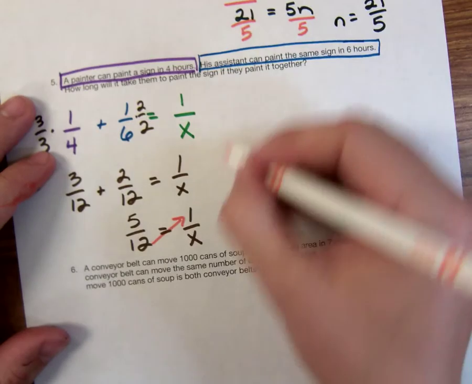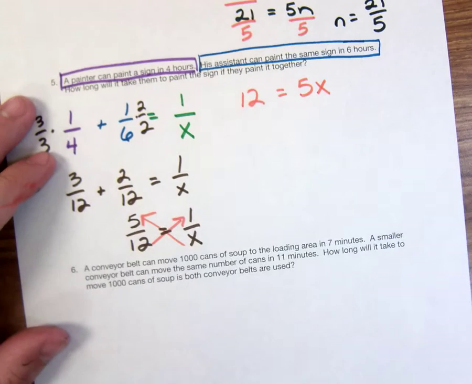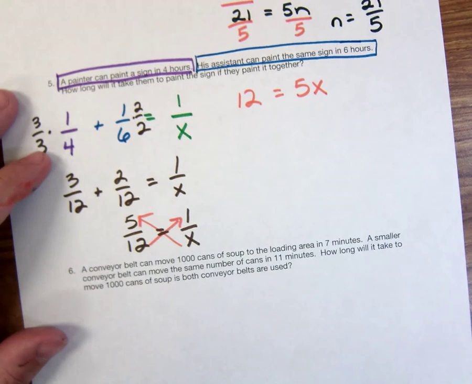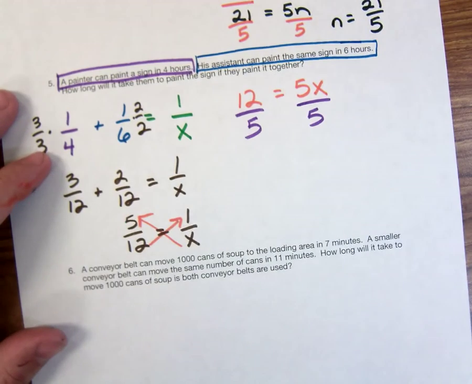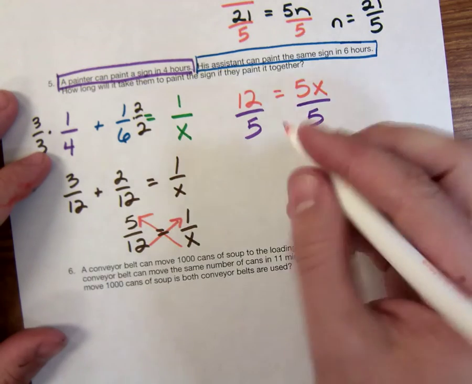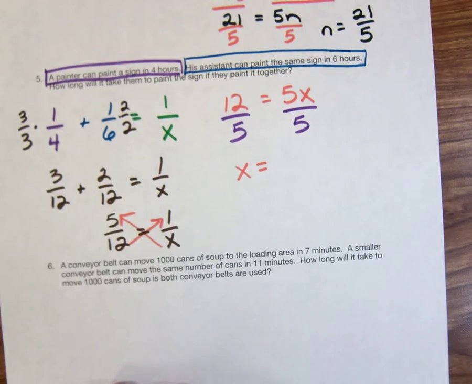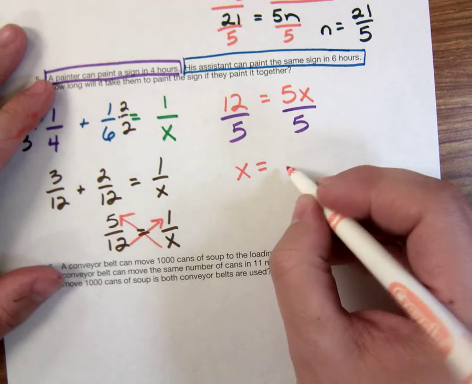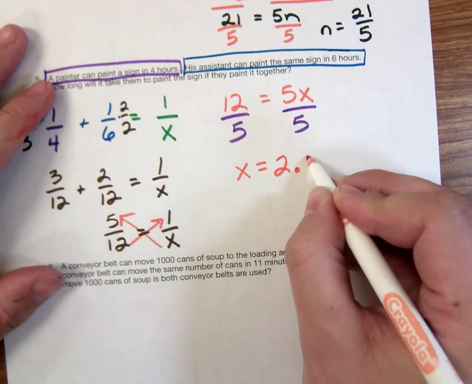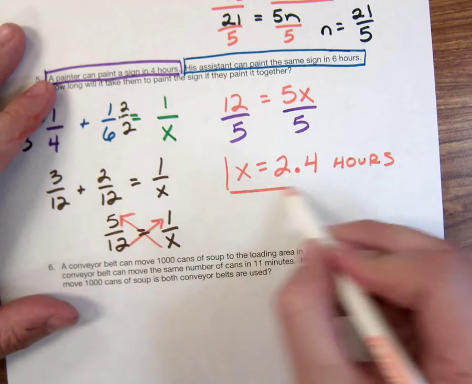12 times 1 is 12. X times 5 is 5x. Divide by 5. 12 divided by 5, you could leave it as 12/5, but that'd be a little weird. If I asked how many hours it's going to take and you said 12/5 hours, that'd be a little unusual. So let's turn it into a decimal in this case. This is going to be 2 2/5 or 2.4 hours. You were close. 2 was close.